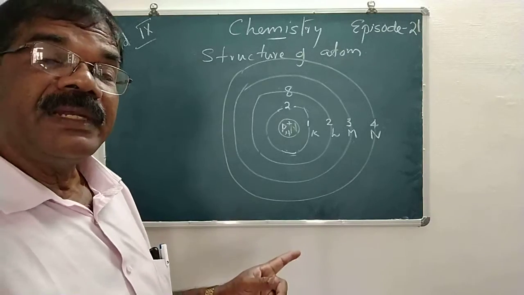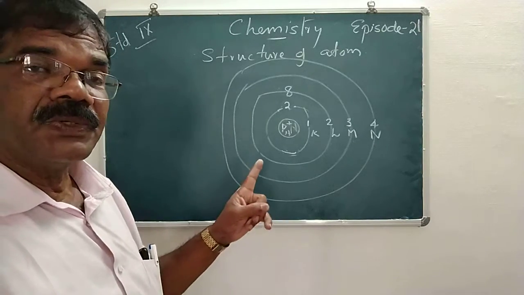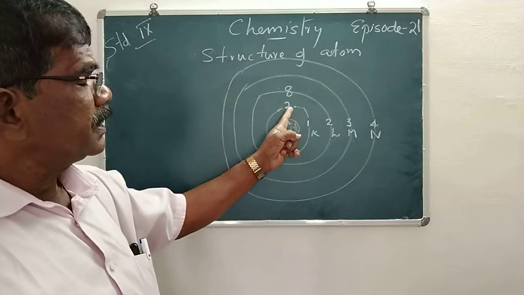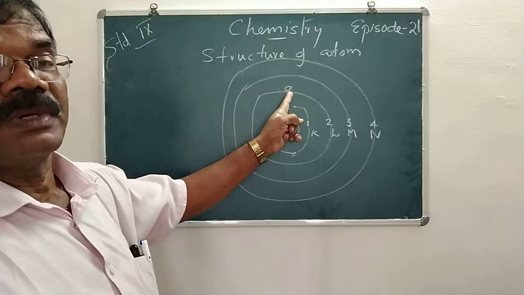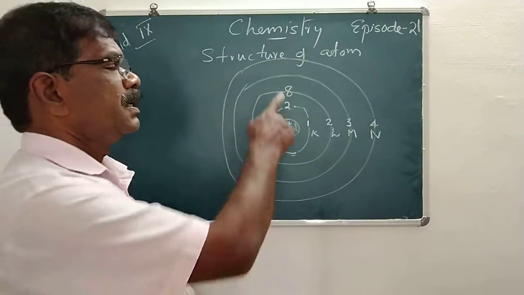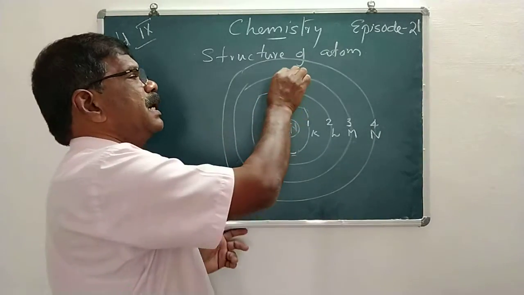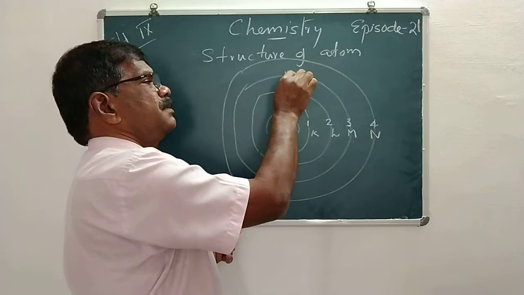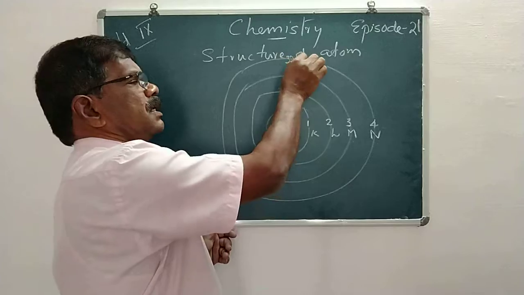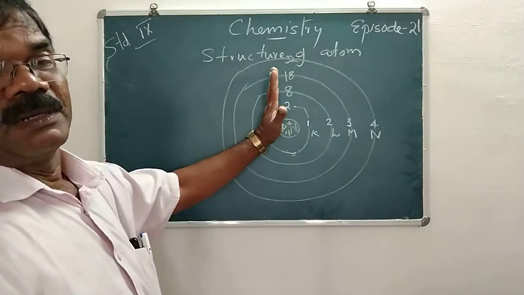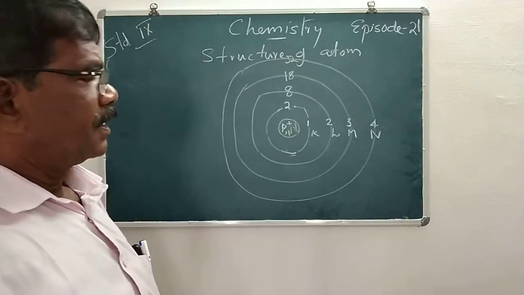If there are 11 electrons, first 2 electrons enter the K shell, then 8 electrons enter the L shell, then one more electron remains that goes to the M shell. The M shell can accommodate a maximum of 18 electrons, and the N shell a maximum of 32. This is the maximum number of electrons that can be accommodated in a shell.